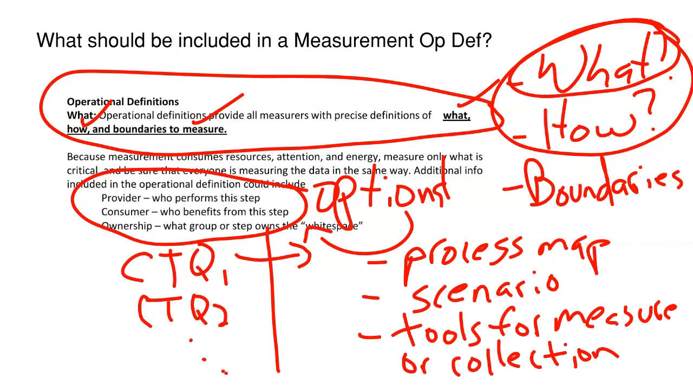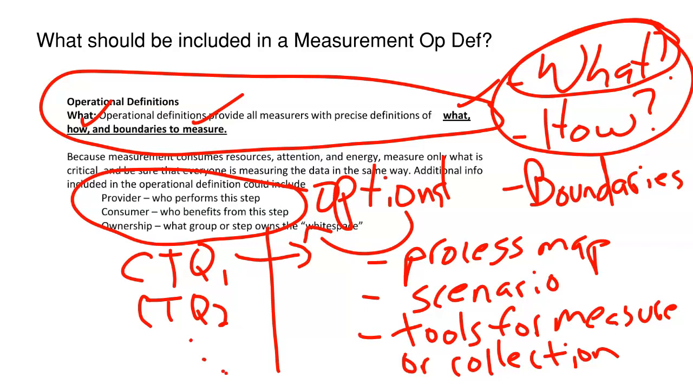And after I craft one of these operational definitions, I will try to have measurers, or at least one or two of the measurers, take a look at this OpDef to make sure that everybody's clear about what this thing is and how we're going to measure it. Boundaries are nice. I can show those up on the process map.